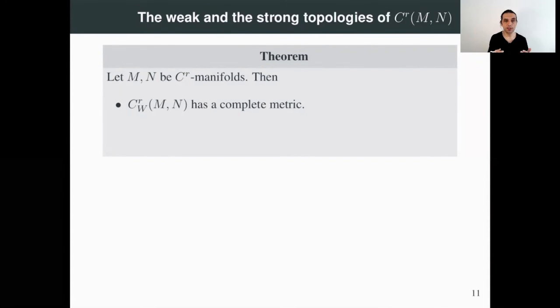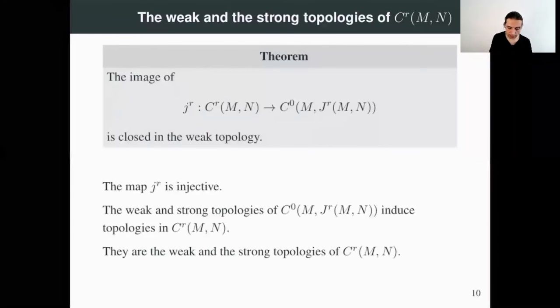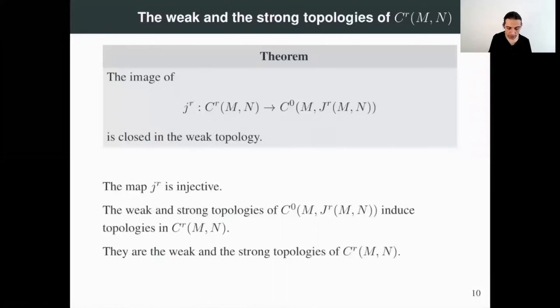Now we get to the generalizations of the results we already have for the space of continuous maps. Consider M and N C^r manifolds, r finite. Then the space of C^r maps between M and N has a complete metric for the weak topology. And the reason is that the image by j^r of the space of C^r maps is going to be a closed subset of this space of continuous maps in the weak topology.